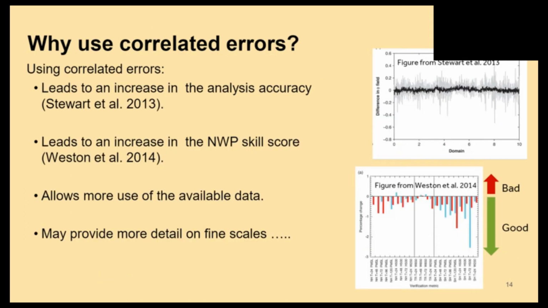So what can we do about that? Well, if we actually start to take into account the correlated errors, that can lead to an increase in the analysis accuracy. That's just an example in an idealized model on the top right, of the difference between the system using the correlated errors in black and using the uncorrelated errors in gray. You can see the analysis error is a lot smaller.